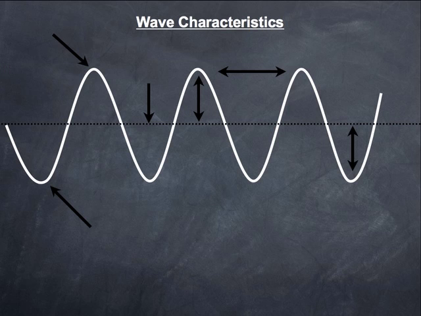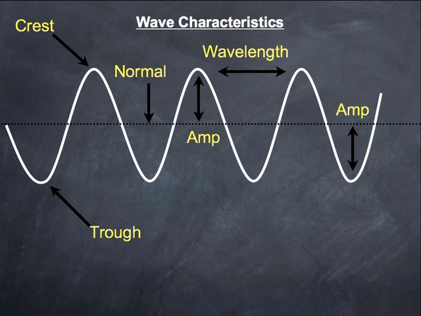Okay. You have the words already. Go ahead and draw your line in. We have the crest of the wave, a trough. So you have to draw your wave in so it hits the correct points. The normal, amplitude, wavelength, amplitude. Is that good? Yep. Yeah.